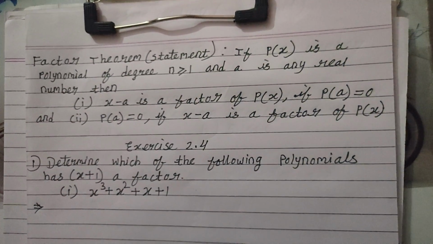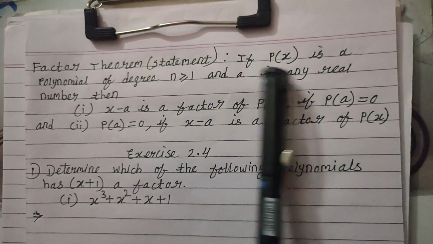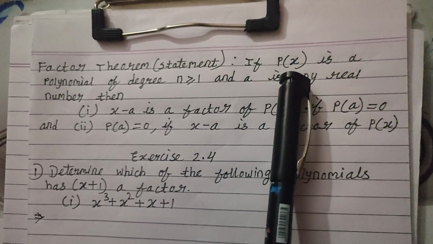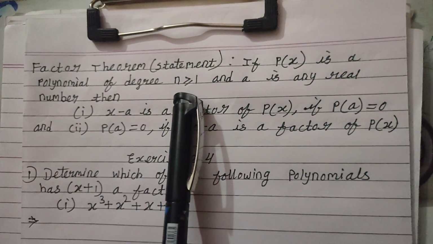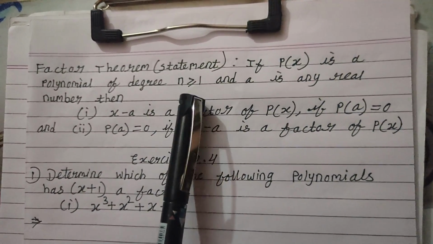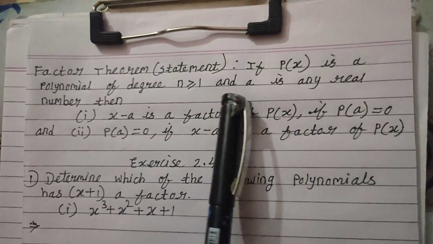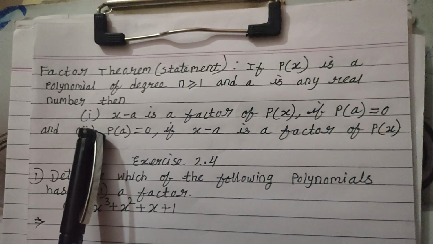Students, our topic today is the factor theorem. This is a statement, and you only have to remember the statement. If p of x, that is a polynomial of degree n, which is greater than or equal to 1, same as the remainder theorem, and a is any real number, this is also the same. Then there are two points.